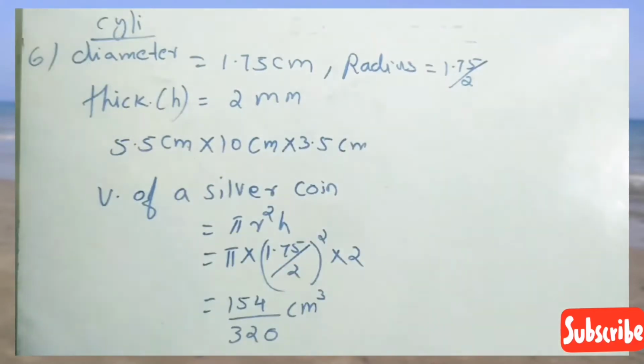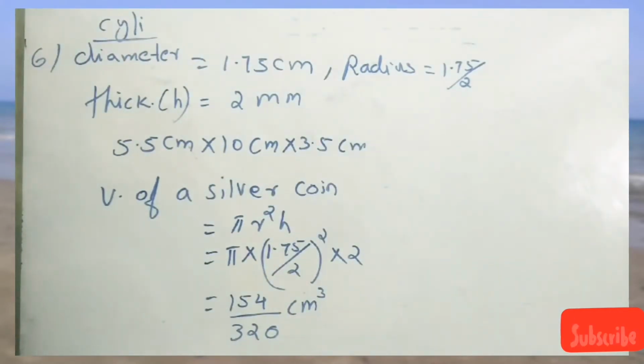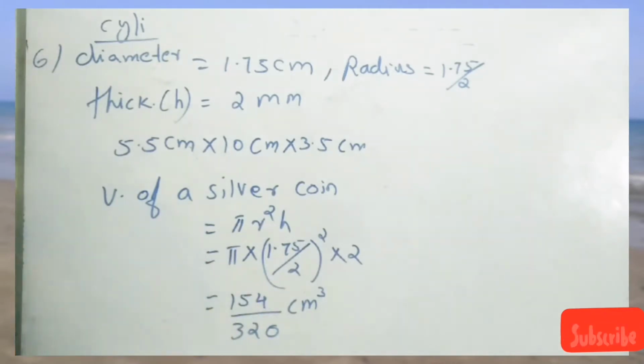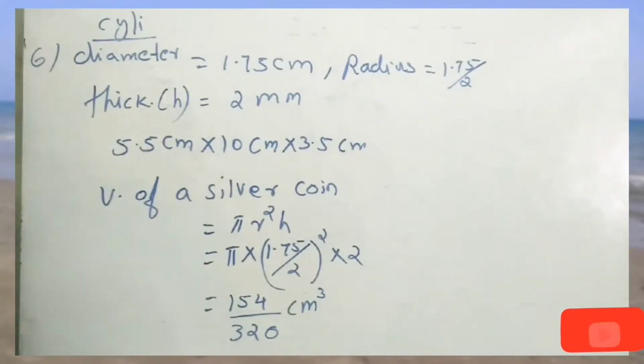In this question, the second figure is a cuboid, and we know that the volume of a cuboid is LBH. There is no pi in the volume of a cuboid. That's why for the volume of a silver coin we are substituting the value of pi. Otherwise, when equating the two volumes, we could cancel pi from both sides. But here one side doesn't contain pi, so in the first one we substitute pi is equal to 22 by 7. So we got the volume of a silver coin, that is 154 divided by 320 centimeter cube.